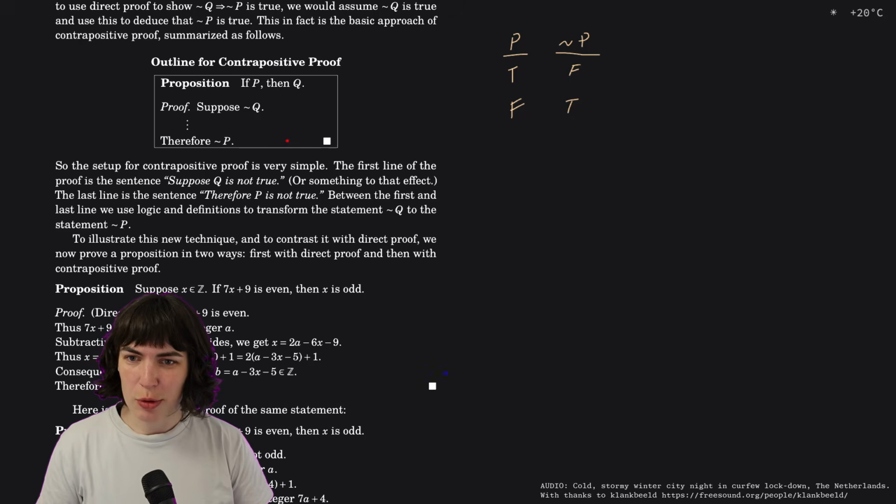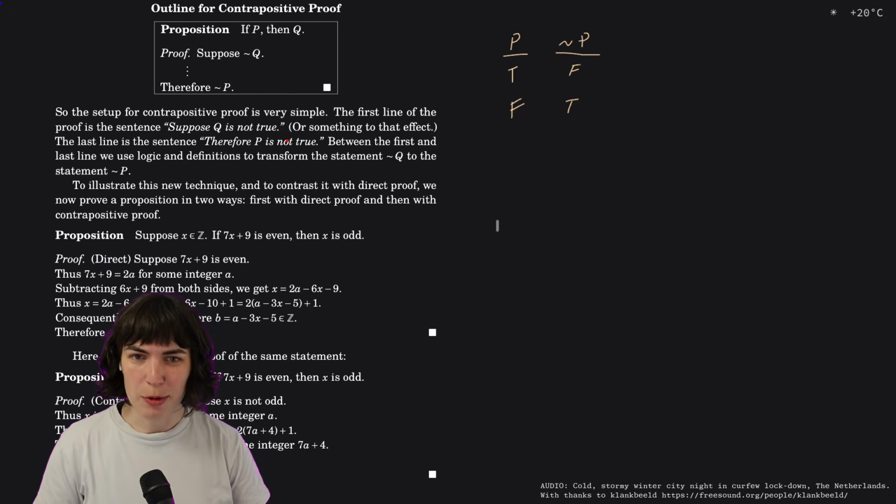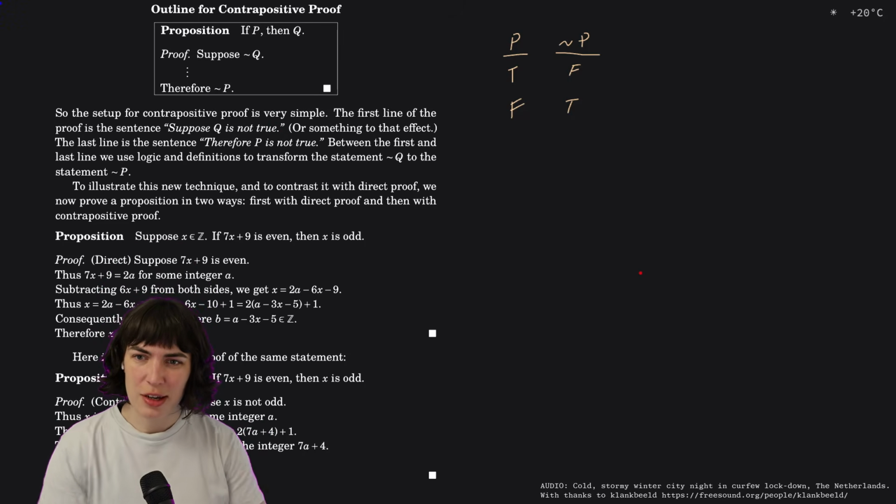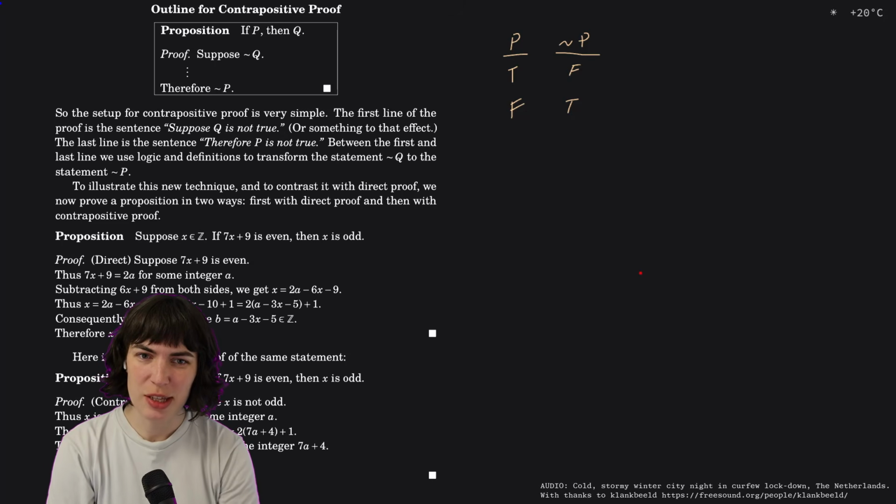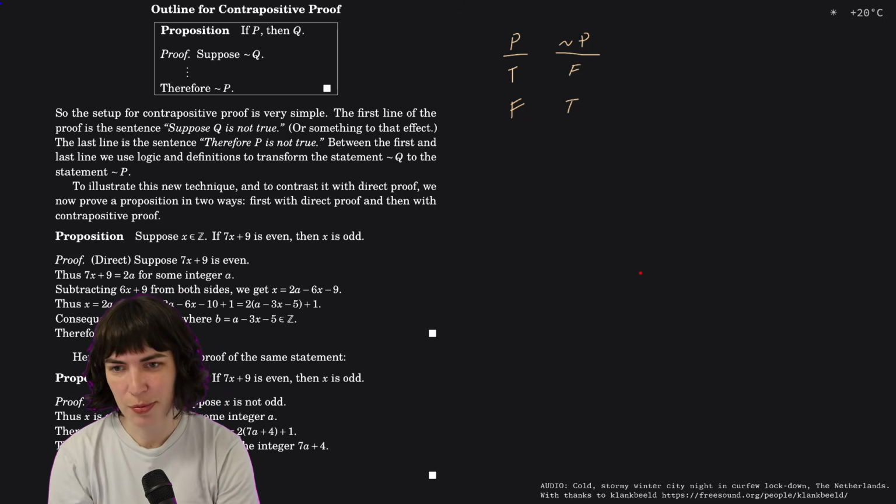Okay, so the setup for contrapositive proof is very simple. First line of the proof is the sentence, suppose Q is not true, or something to that effect. The last line is the sentence, therefore P is not true. Between the first and last line, we use logic and definitions to transform the statement not Q into the statement not P. Kind of like direct proof.